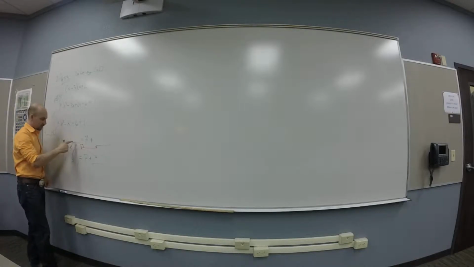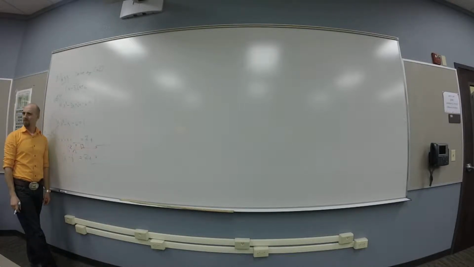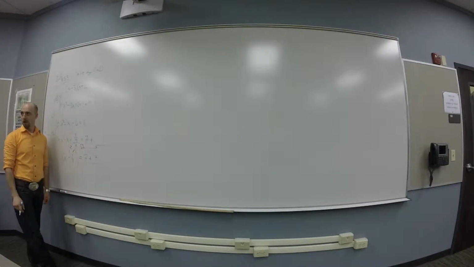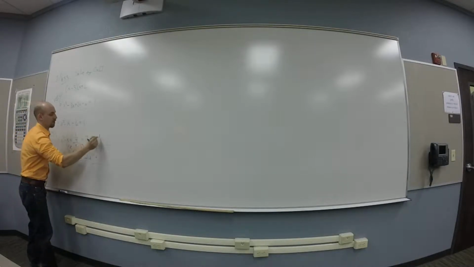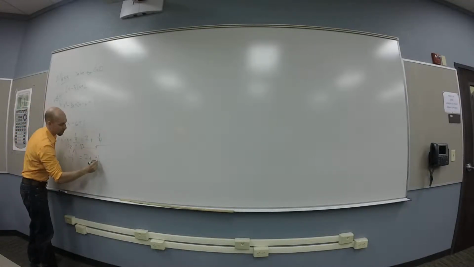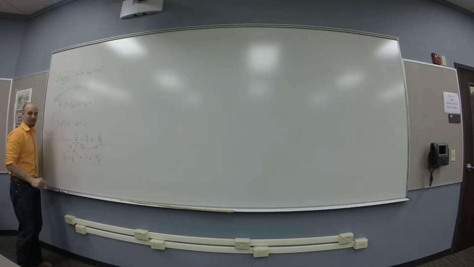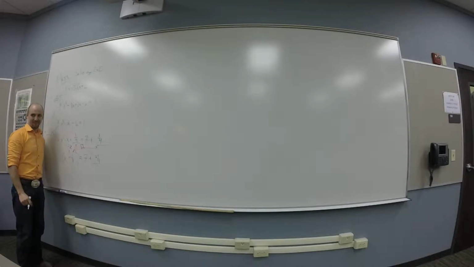So I fill in the blanks with what? A half squared is 1/4. Why is it not negative? Because a negative times a negative is positive. You guys with me on that? Okay, so I got quarters that go in all the blanks.